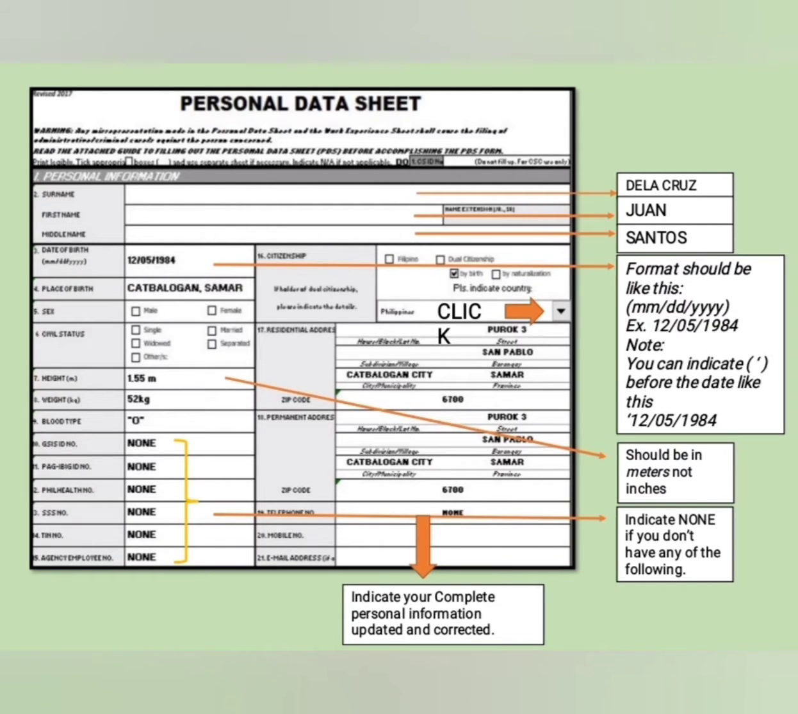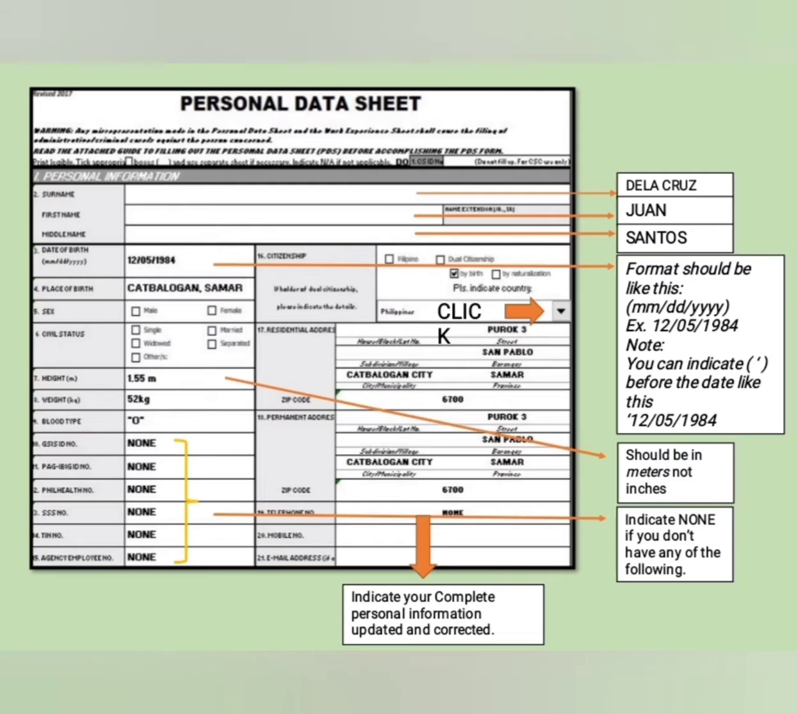So this is the page 1, the personal information: surname, first name, middle name, the name extension. Next is the date of birth. So may format po siya na mm/dd/YYYY, meaning number po siya, hindi po siya word. So follow na lang po yung sample niya dito.